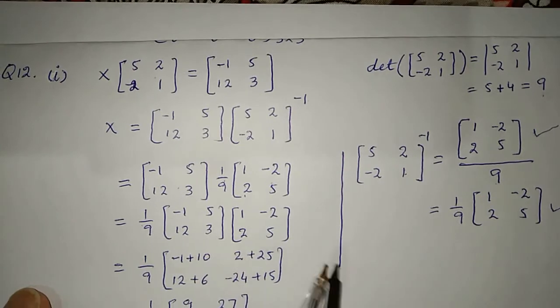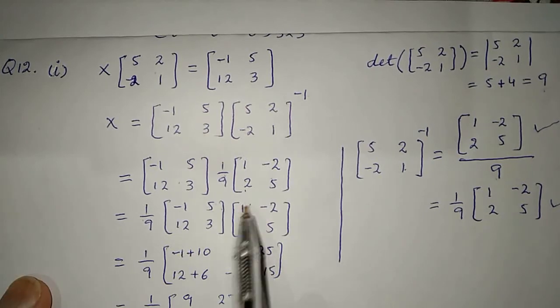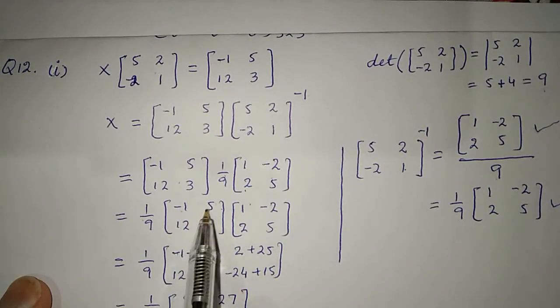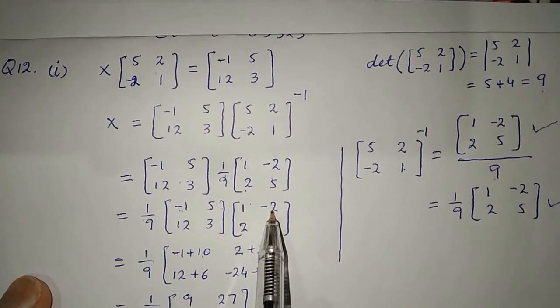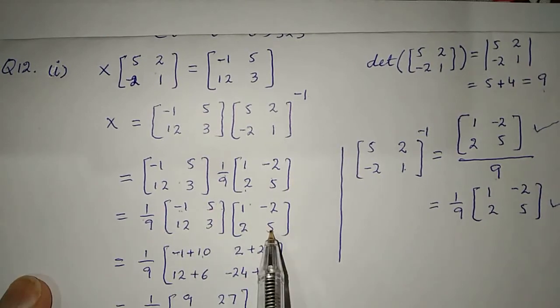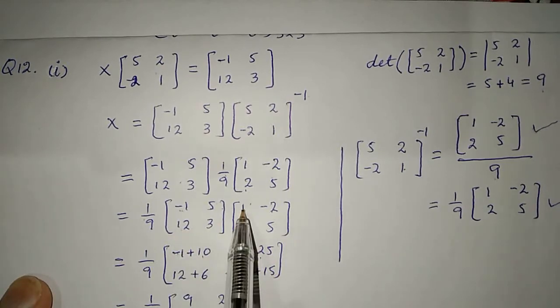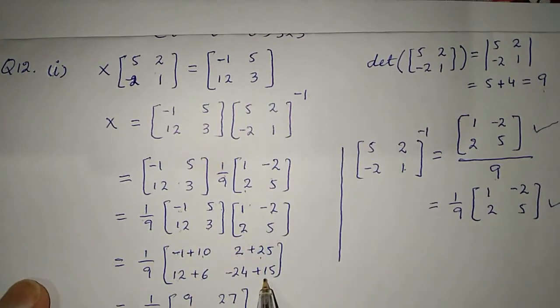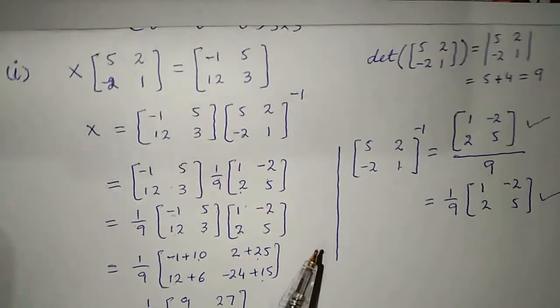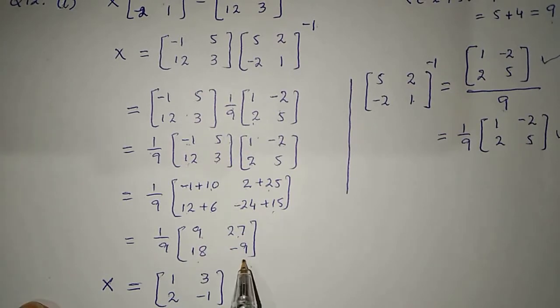When we multiply these two matrices, first row of this matrix is multiplied with the first column. So minus 1 into 1, minus 1, and 5 into 2, 10. Minus 1 into minus 2, plus 2, and 5 into 5, 25. Then second row, 12 into 1, 12, and 3 into 2, 6. And 12 into minus 2, minus 24, and 3 into 5, 15. So after calculating each entry, we get 9, 27, 18, and minus 9.